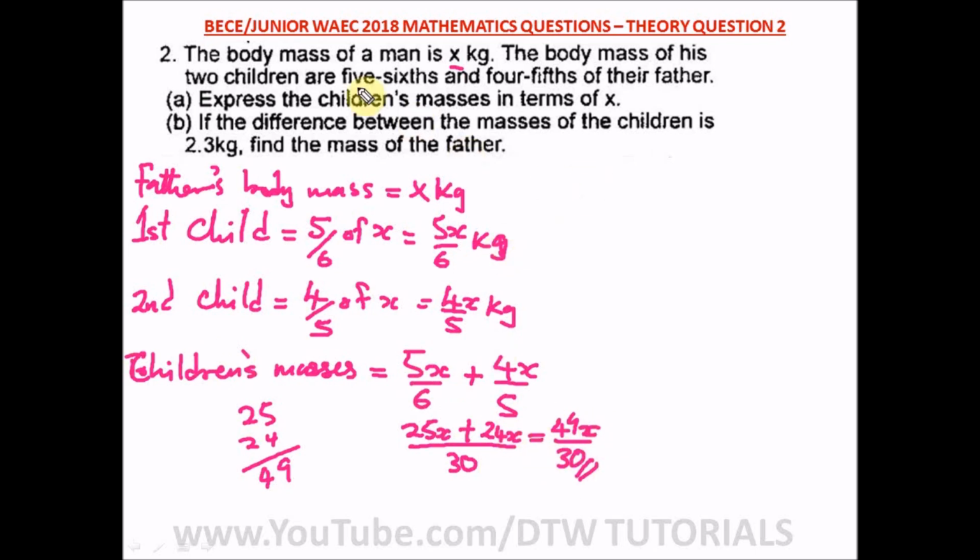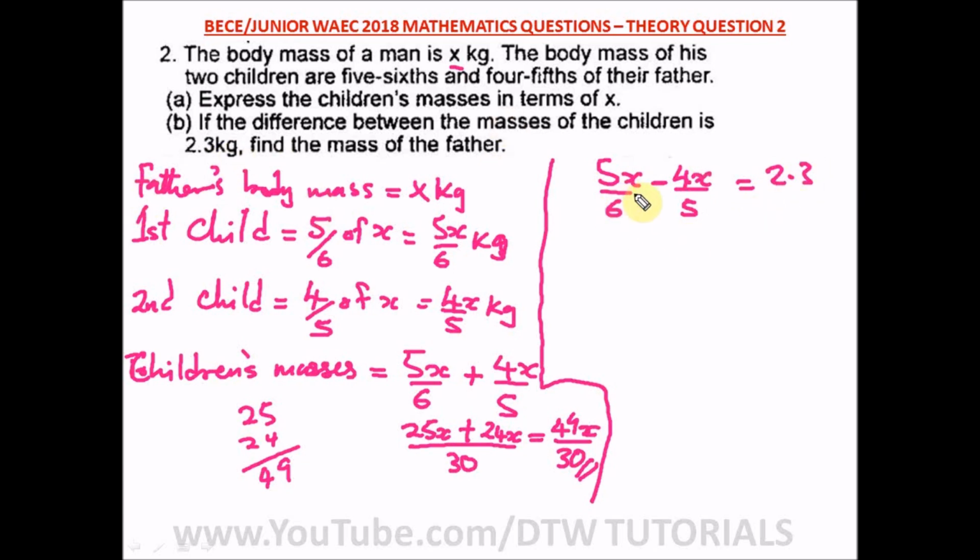Okay, so for part B now, that's 2b, it says if the difference between the masses of the children is 2.3 kg, find the mass of the father. Okay, so let's draw this line here. The first child's mass is 5x/6. Then the difference will be a subtraction: 5x/6 minus 4x/5 is equal to 2.3 kg. You can leave the kg for now.